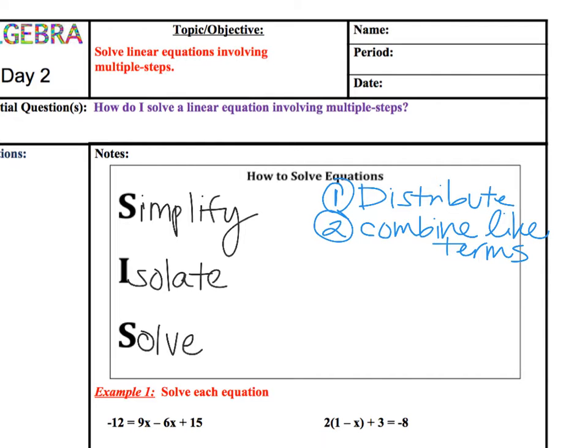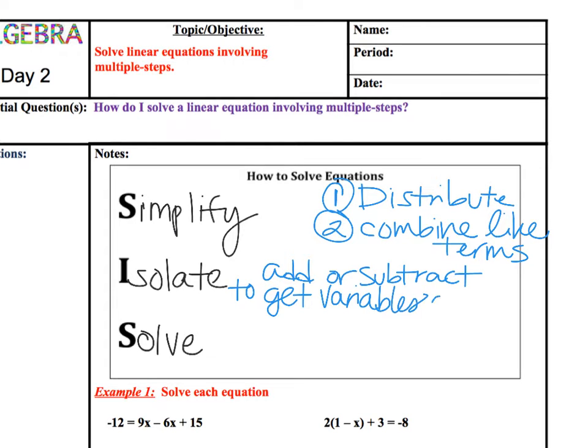To isolate means to, and you should write this down, add or subtract one or the other, not going to do both, to get your variables on one side. And then solve is what we've been doing. PEMDAS backwards, so SADMET.